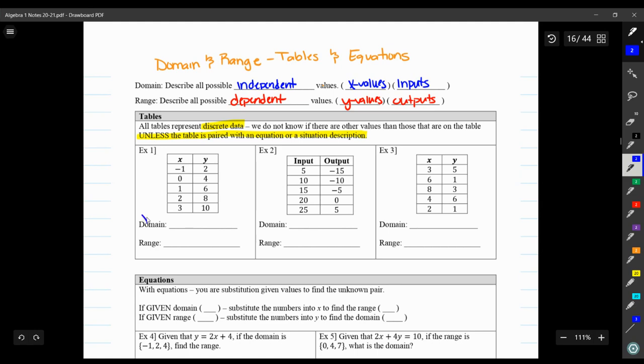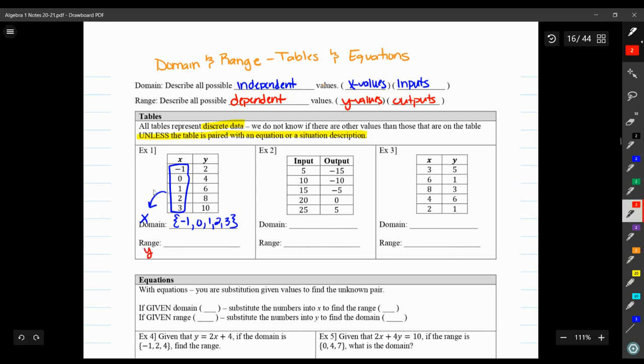So for domain, those are our x's. Because this does not have a description or an equation attached to it, we assume this is discrete. So we're going to list out our x's because it is discrete, and by discrete we use a list. All of our x's. So our lowest x is -1. Then we have a 0, 1, 2, 3. So really all of these are the domain values, all the x's.